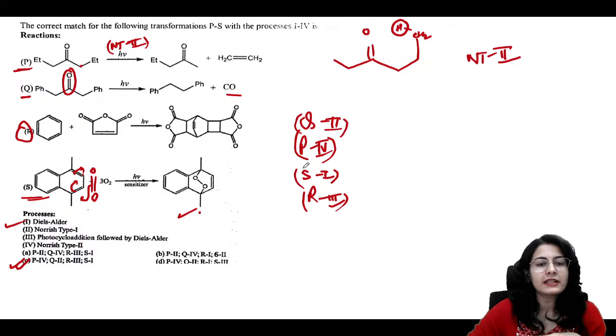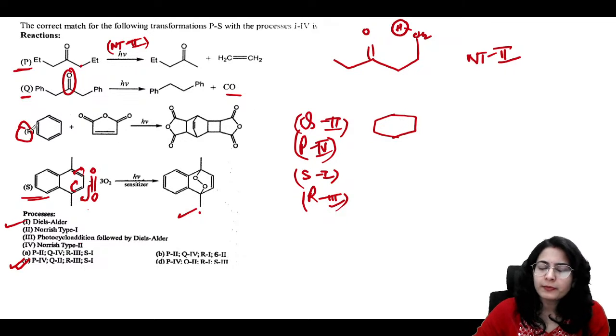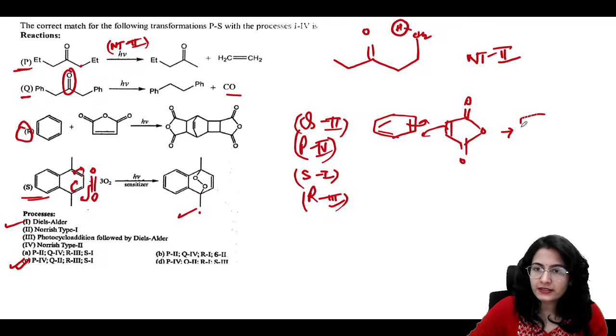But how is it happening? Let's see. So first of all, photocycloaddition followed by a Diels-Alder reaction. What is a photocycloaddition? And you don't even have a diene over here. Benzene तो diene जैसे behave नहीं करेगा, but benzene can behave like this. In the presence of light, it can give you a 2+2 cycloaddition. So this is the photocycloaddition it is talking about.